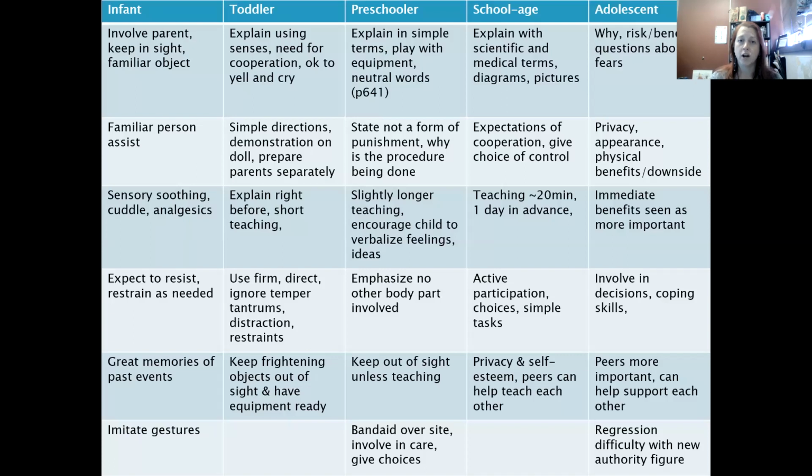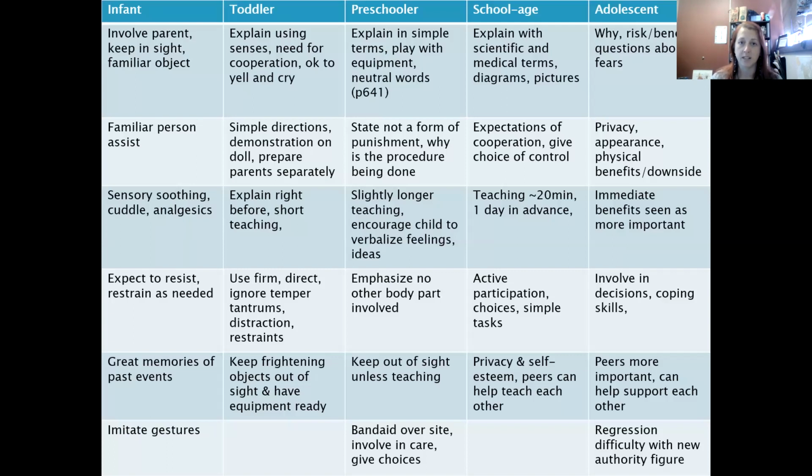Demonstrating on a doll is very helpful, like having them practice on a doll, but don't show them the frightening things like the needle, anything that could be frightening. You've got a sight for this age group. Teaching should be right before the procedure, right? They have really short attention spans. You have to do it right before the procedure.